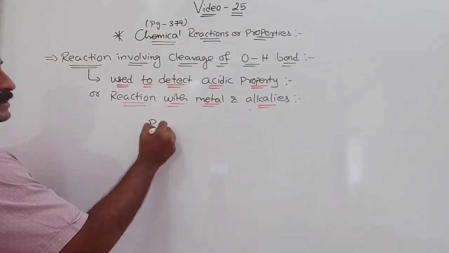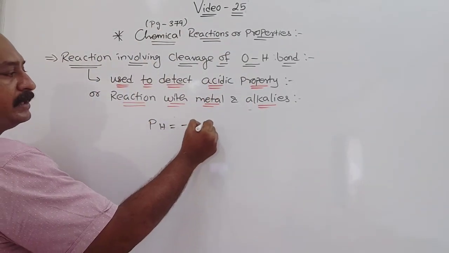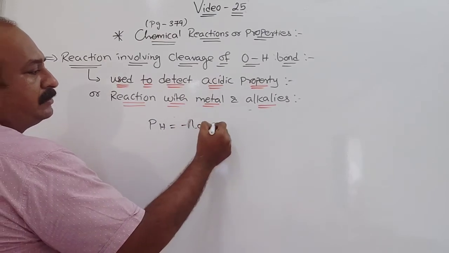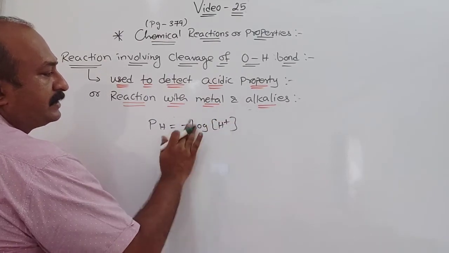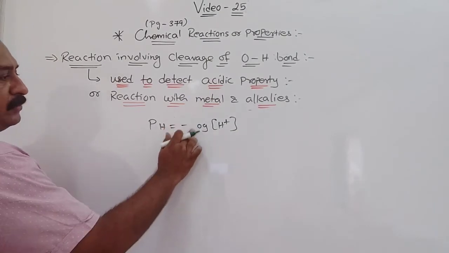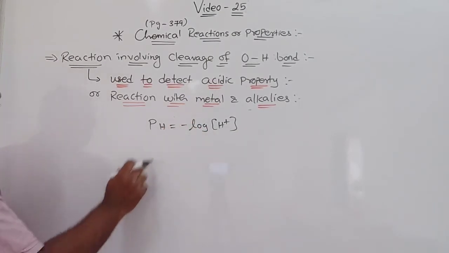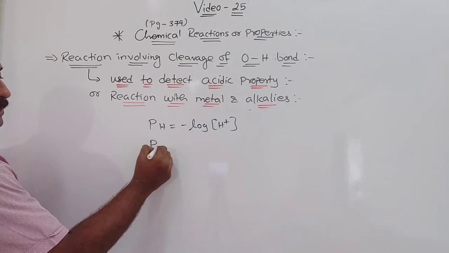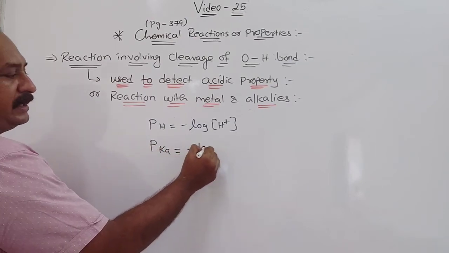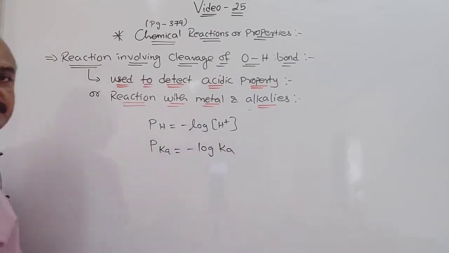We know pH is equal to the negative logarithm of the H plus ion concentration. That is what we have studied, right? Negative logarithm of H plus ion concentration. Instead of H, if I write pKa, it will be the negative logarithm of Ka, what we say, right?